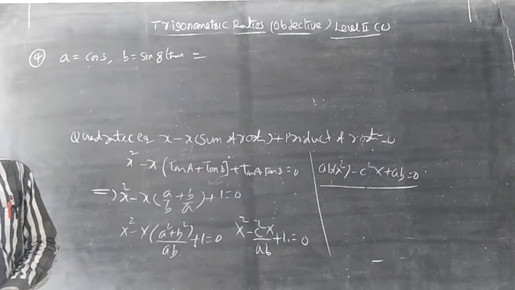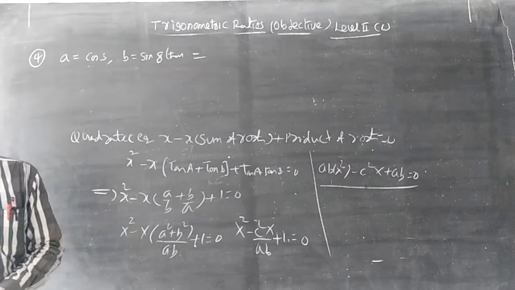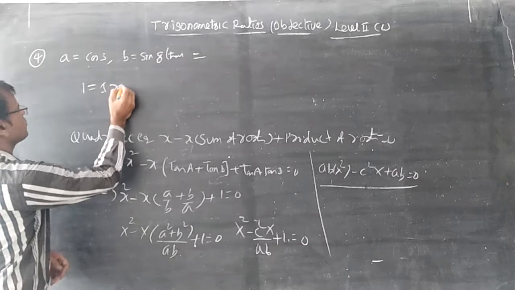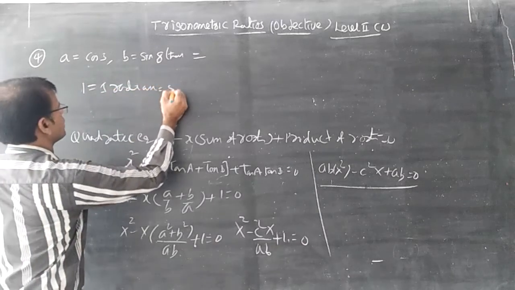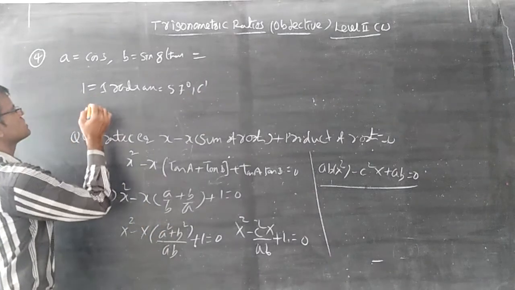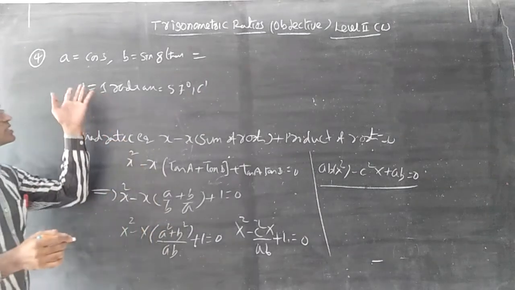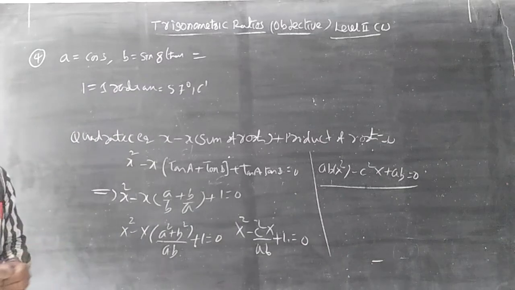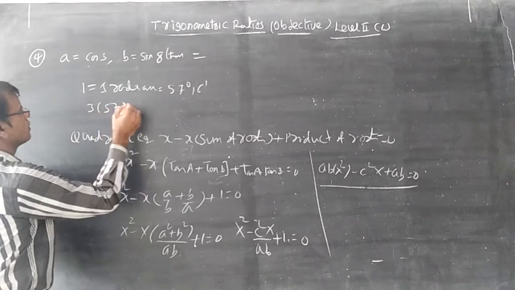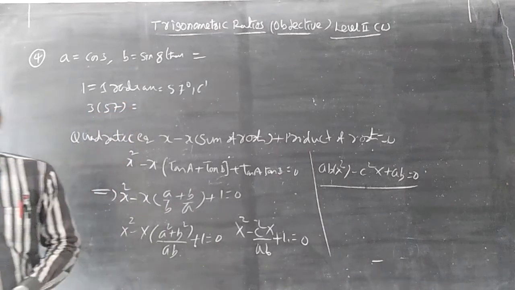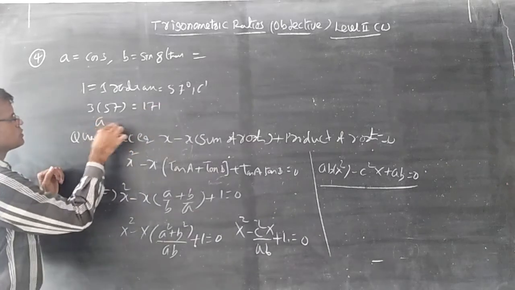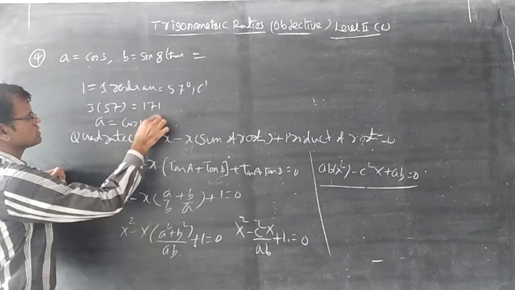Only 3. That means you should understand it is in radians, not degrees. One radian means 57 degrees 16 minutes. Approximately 60 you think, but if you take 60, cos 3 into 180 becomes cos 180, which is minus 1. Better to try with 57. 3 into 57, how much? 171. So a is equal to cos 171.